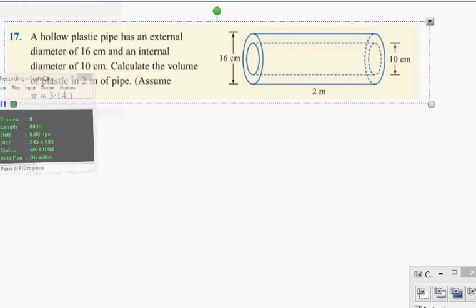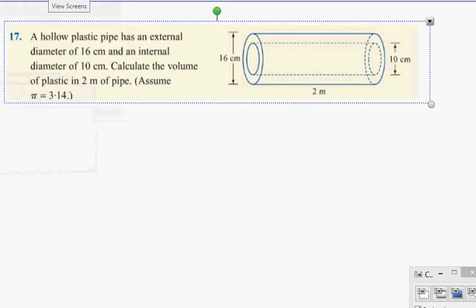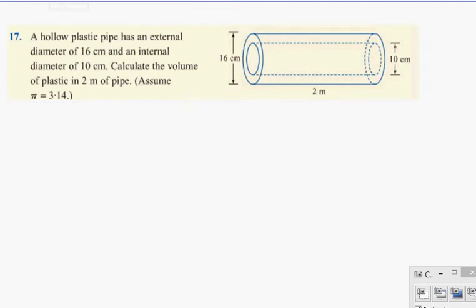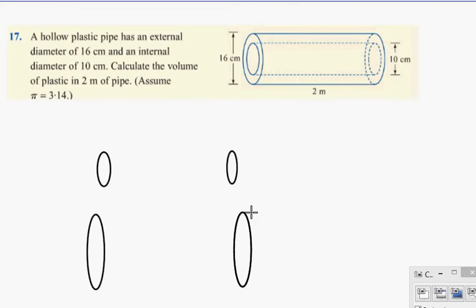This is exercise 5.5, question 17. What you have to do is the following. There are two cylinders here: the narrow cylinder and the large cylinder.